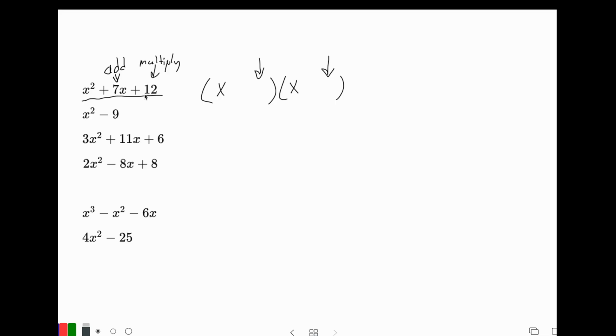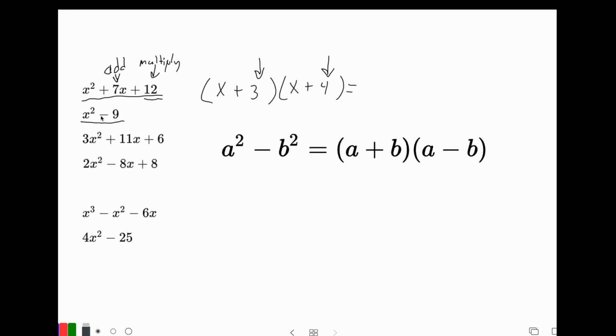The first step is to look at the factors of this number right here. So it's going to be 3 and 4, because 3 times 4 equals 12, and 3 plus 4 equals 7. So this is going to be x plus 3, x plus 4. You can fact check this by foiling it. I won't go through that, but there you go. This is the most simple form of factoring a polynomial, where there's no coefficient in front of this x squared, and you just look for what adds to get this and multiplies to get this.